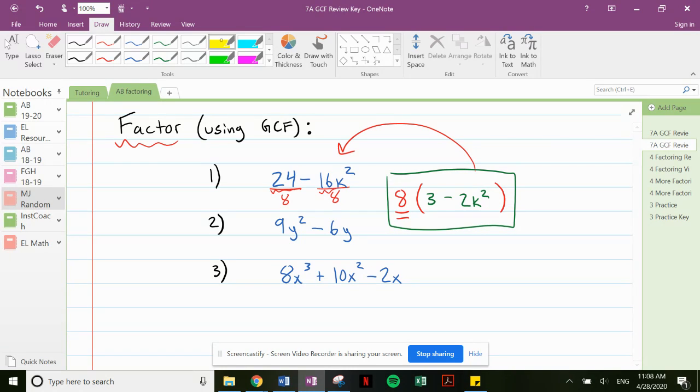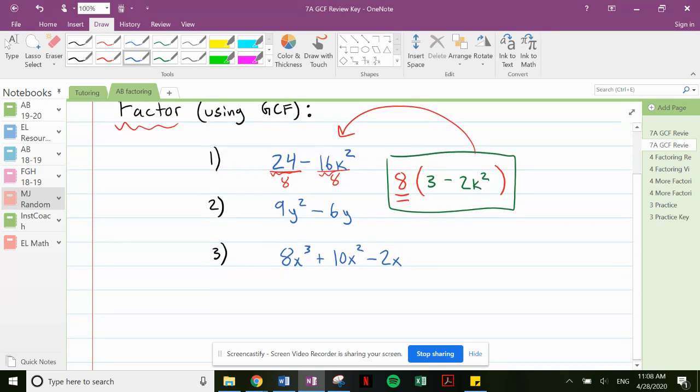Two ways to check. I make sure that within the parentheses, there's no other common factors between 3 and negative 2k squared. We're good there. And then you can also multiply that 8 back in and make sure you get back to the original. So there's my first answer for number one.